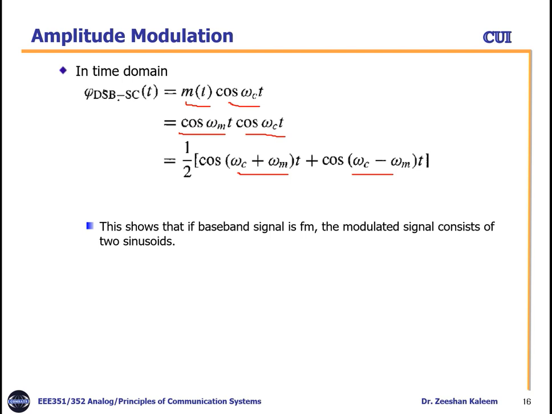This shows that if the baseband signal is fm, the modulated signal consists of two sinusoids. It means that if we have a baseband signal with frequency omega m or fm, then we will get two cosine signals, one with the frequency omega c plus omega m and another with omega c minus omega m.